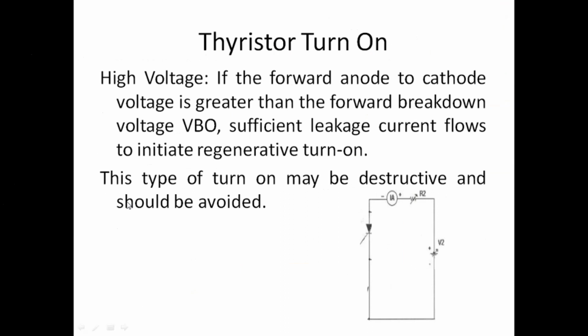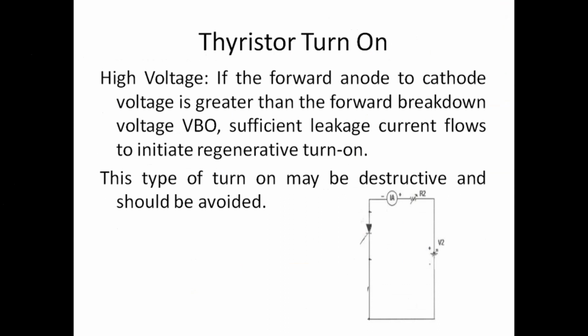This is one reason: high voltage. Assume that in your circuit the anode is already connected to positive voltage and the cathode is connected to negative. Here I have shown a DC supply; sometimes it may be AC also. In AC, in the positive half cycle, usually the anode is much more positive than the cathode. In that situation, assume the gate may be disconnected, or we have not given any gate current, but sometimes the SCR will turn on.